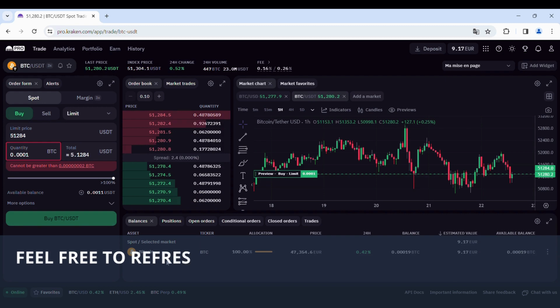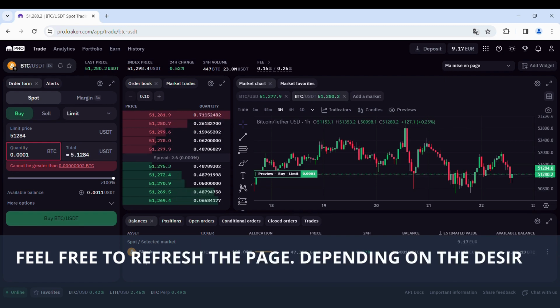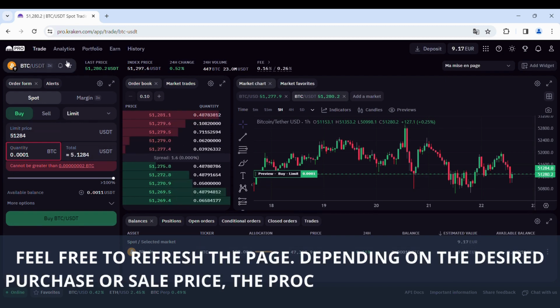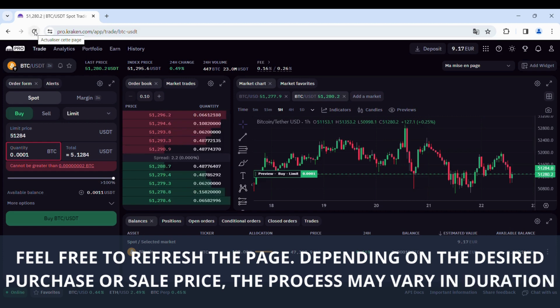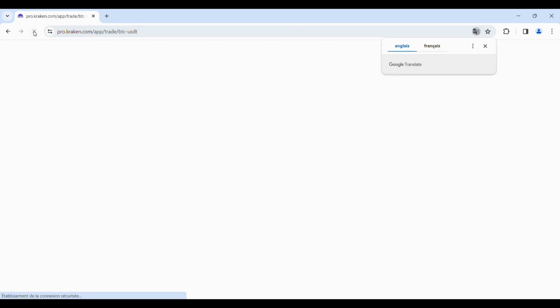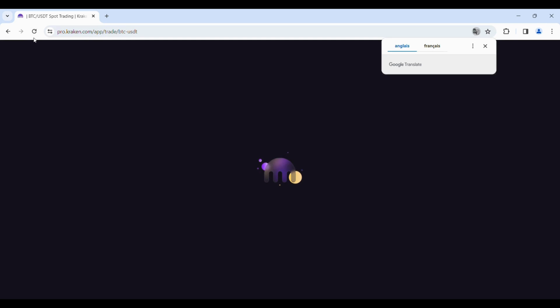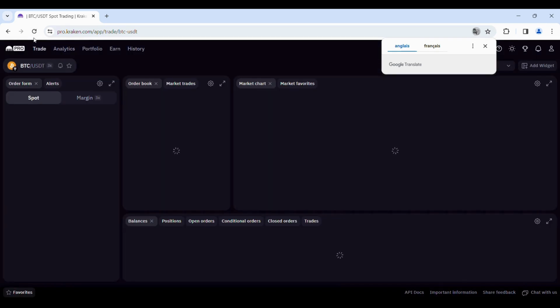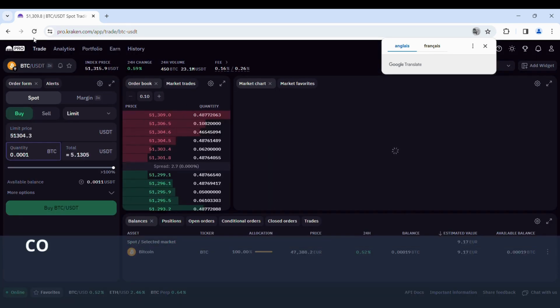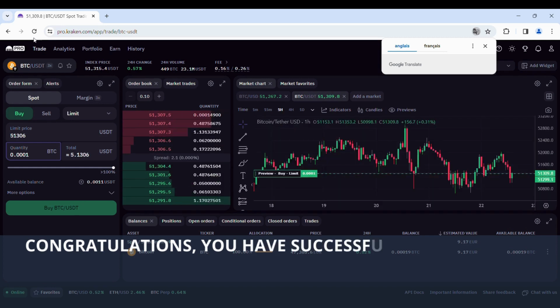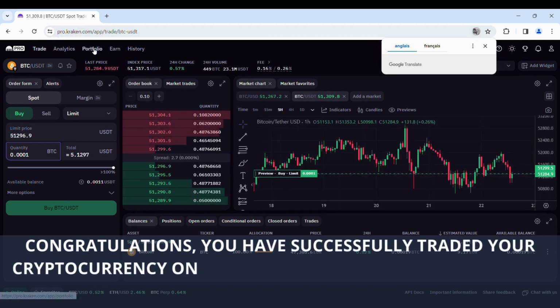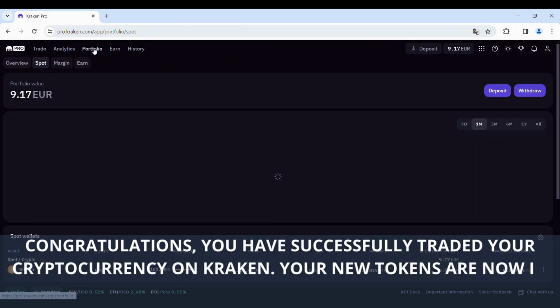Feel free to refresh the page. Depending on the desired purchase or sale price, the process may vary in duration. Congratulations, you have successfully traded your cryptocurrency on Kraken. Your new tokens are now in your spot wallet.